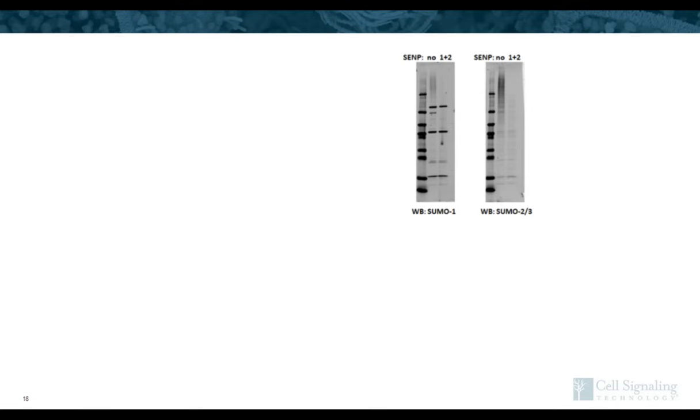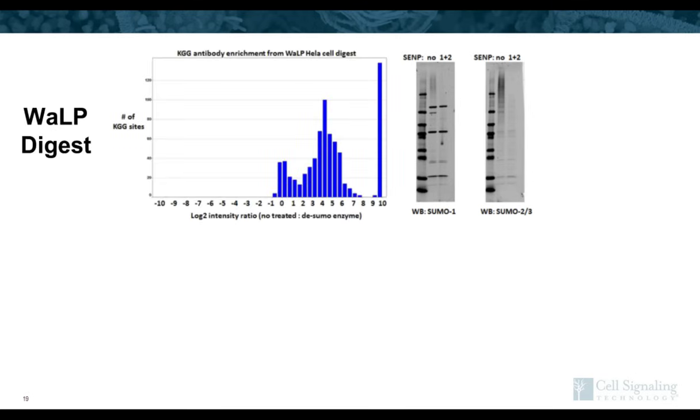We took some HeLa cells and left them untreated or treated with desumoylases. And so these top two Western blots here are with SUMO1 or SUMO2/3 antibodies. What you can see is when you treat with those desumoylases, the signal goes down in those blots. So we take these same samples, cut with the alpha-lytic protease, and run the mass spec. And what we see is basically all of the peptides are higher in the untreated sample than in the desumoylase-treated. Everything is to the right of 0 in this histogram.